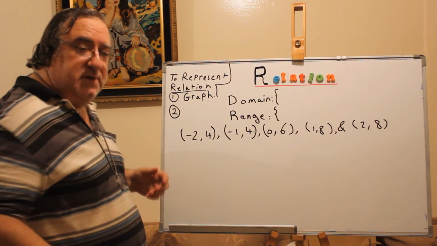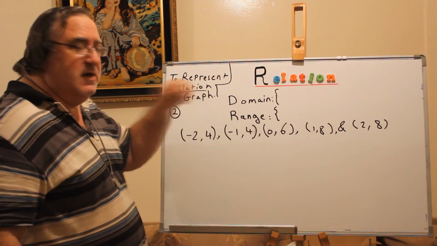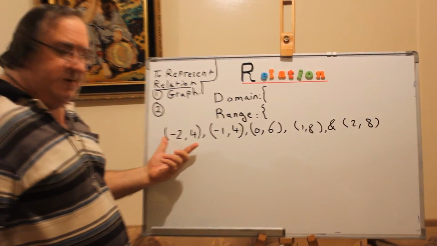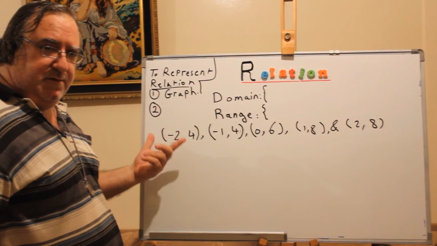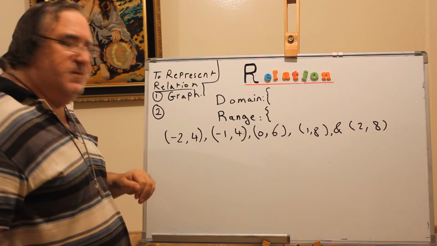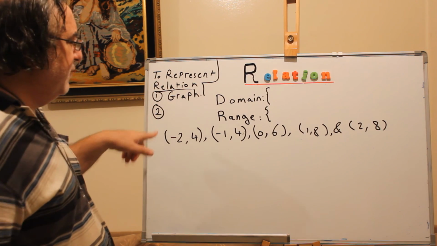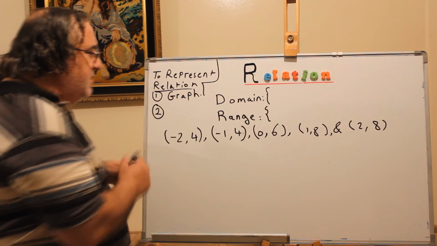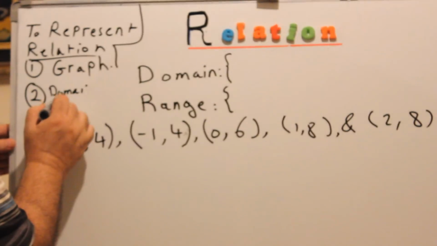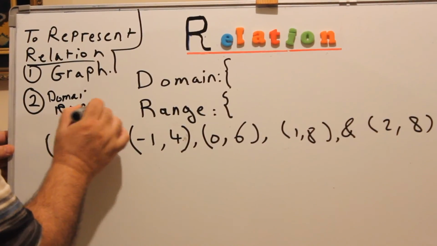Now, as we said, we are talking about how to represent the relation. First, we did the graph. If you have an ordered pair, or coordinates of one point, you know how to locate it on the graph, and you put the point. This is one way of representing the relation. The second way is to find the domain and range. What is that?